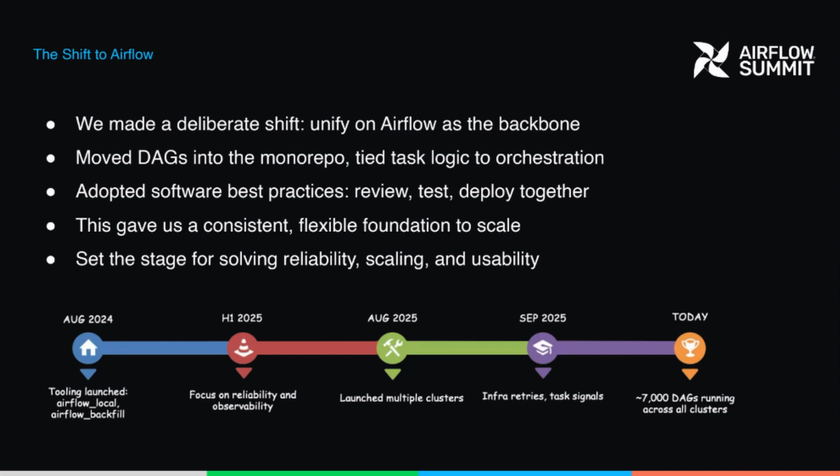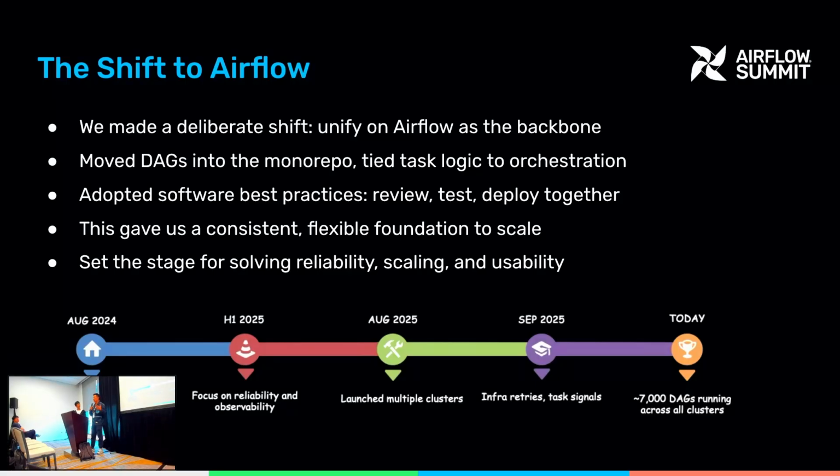So this year, one thing we've done is launch a couple of self-serve tools, which I will talk about a bit more later today, to help engineers iterate on their Airflow DAGs faster and run backfills safely. Also early this year, we decided to double down on reliability and observability: better metrics tracking, smart retries, and clearer user task signals to make things easier to operate as a platform. About 2 months ago, we launched multiple clusters, and today we are running a total of about 7,000 DAGs across all of them, and the number is still growing fast.